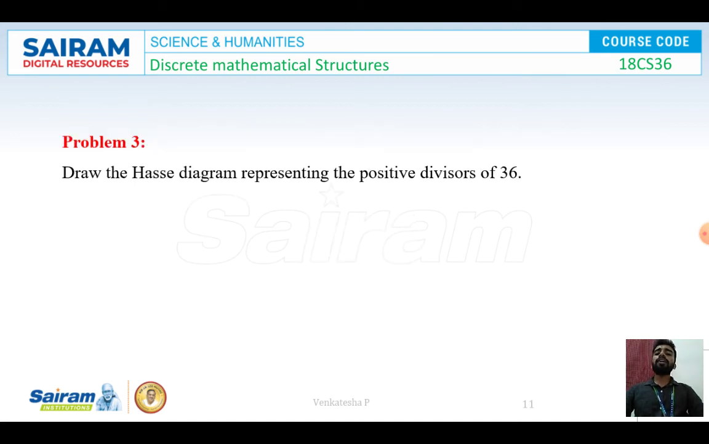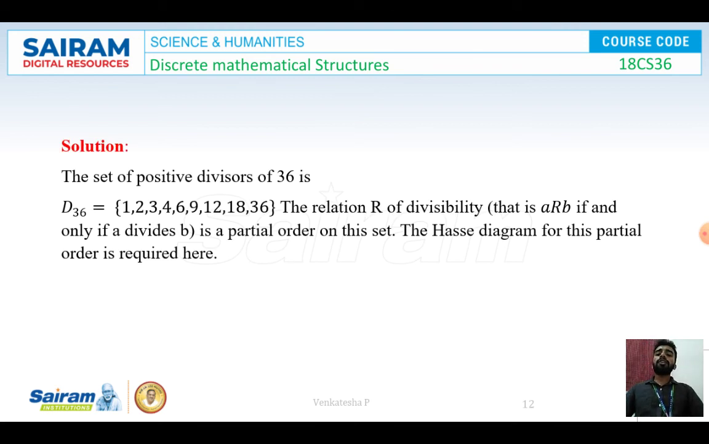So the next problem is to draw the Hasse diagram for the positive divisors of 36. First we have to identify the non-empty set A. The set of positive divisors of 36 is given by 1, 2, 3, 4, 6, 9, 12, 18, 36. All these entries divide 36. So I'll be taking D36 equal to {1, 2, 3, 4, 6, 9, 12, 18, 36}. Now from this, I'm going to frame the relation R and the Hasse diagram also.